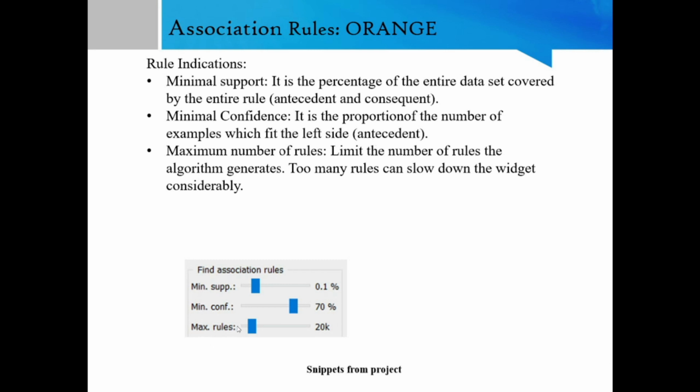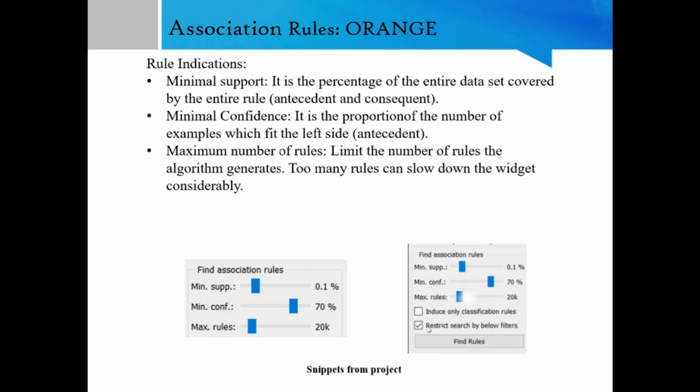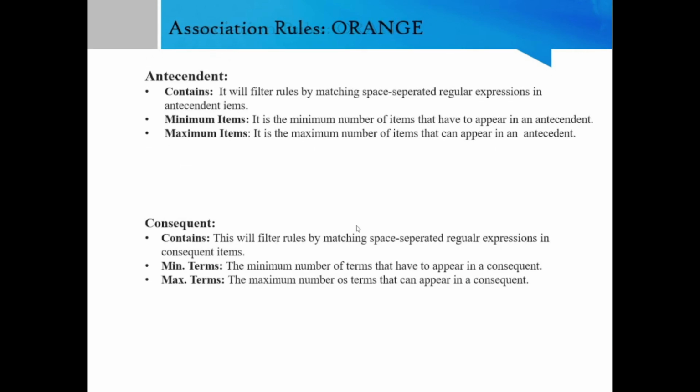So it is the proportion of the number of examples which fit the left side, which is the antecedents. Next is the maximum rules, which is set to 20k. So maximum number of rules is the limit of the number of rules the algorithm generates. Too many rules can slow down the widget considerably. And here we also have two different types, which are induce only classification rules and restrict search by below filters. So let me talk about two more things, which are antecedents and consequents.